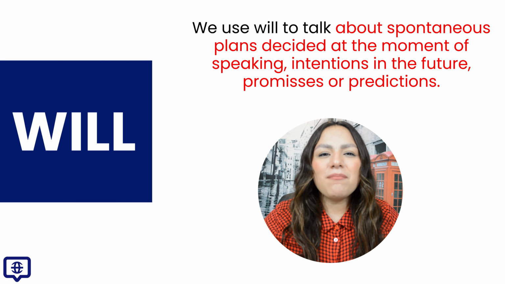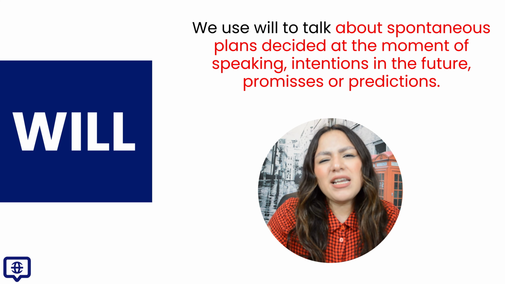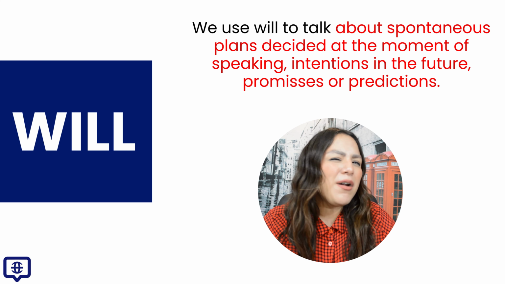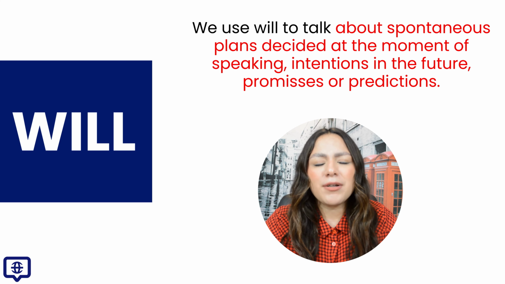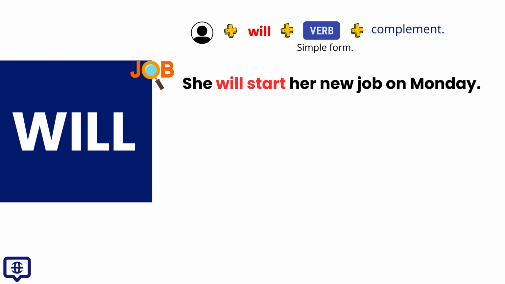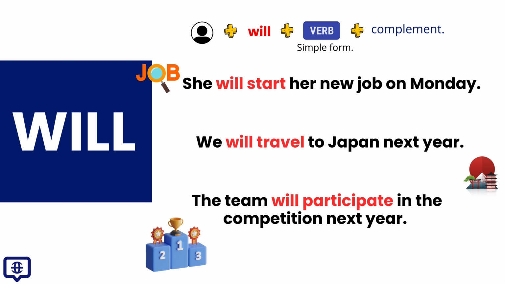Now let's talk about the spontaneous future, or future intentions that we have but are not very sure if they are going to happen or not. Let's see the examples. She will start her new job on Monday. We will travel to Japan next year. The team will participate in the competition next year.